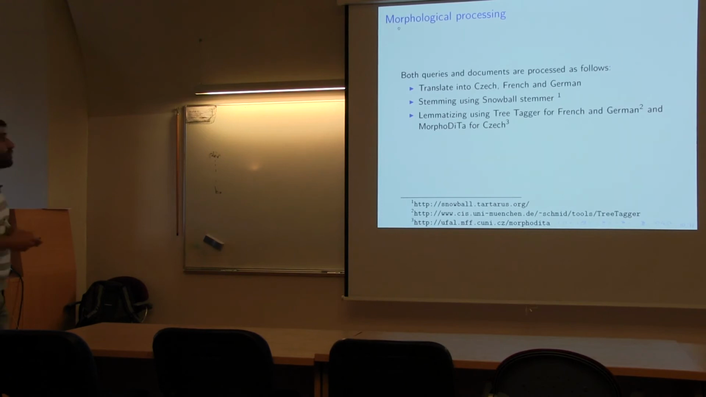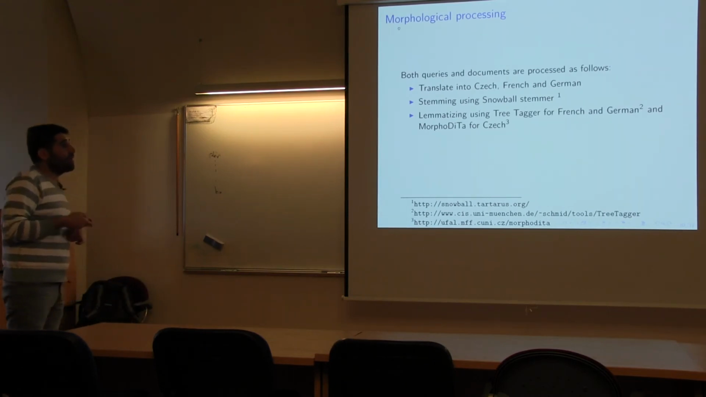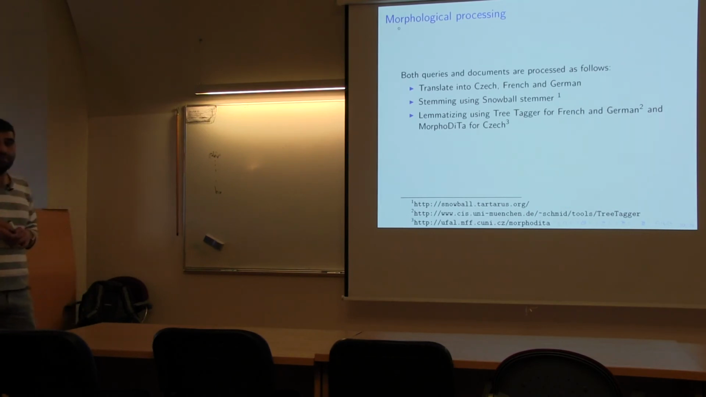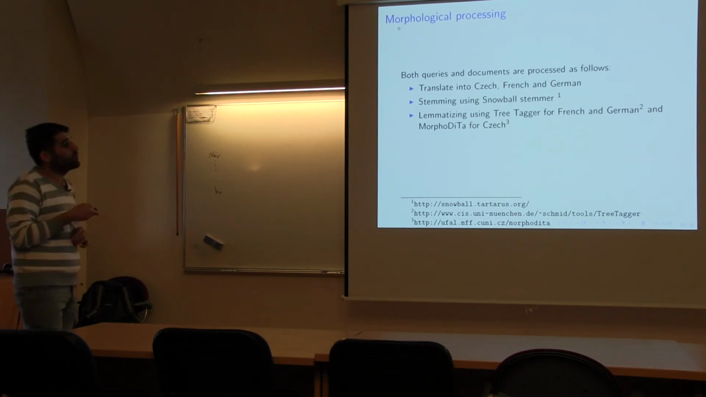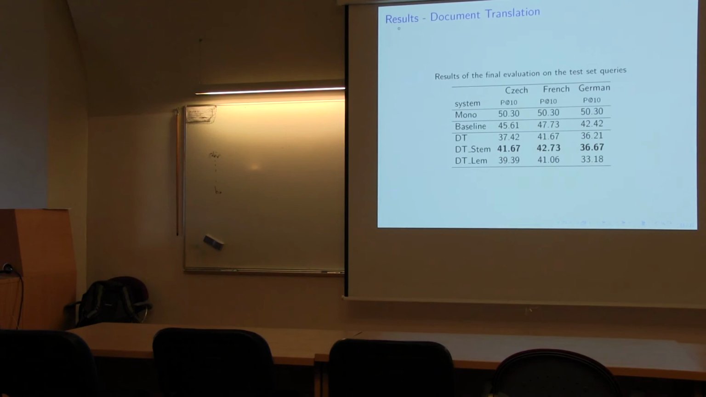What we do also, we did morphological processing. After translating the documents, we stemmed them using a snowball stemmer, and also we lemmatized both queries and documents. We lemmatized them using tree tagger for French and German, and morphodata for Czech. So now we have 3 experiments.